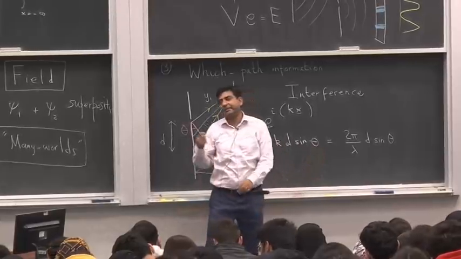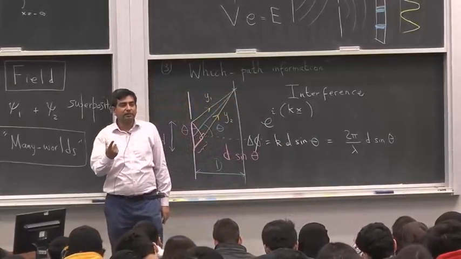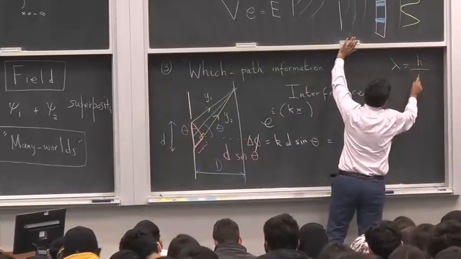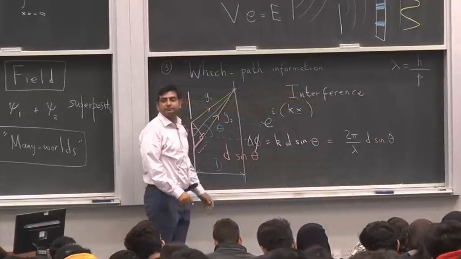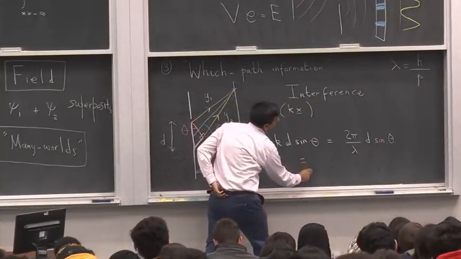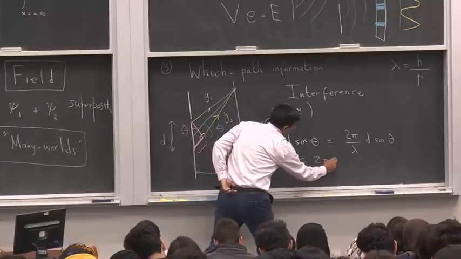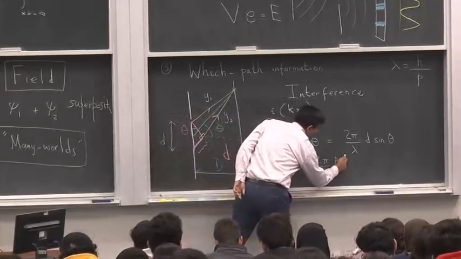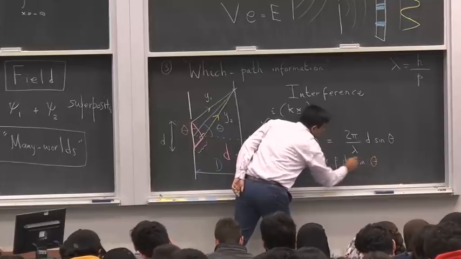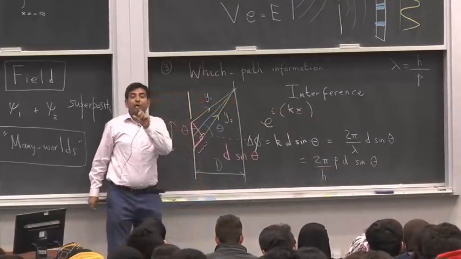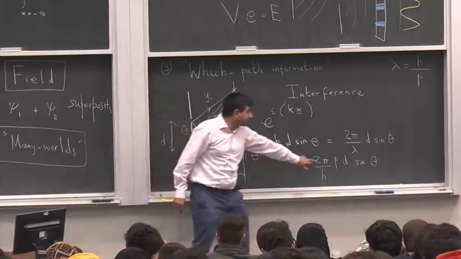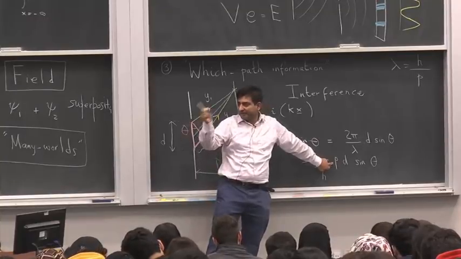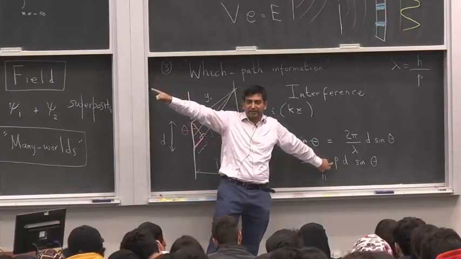But what is lambda? Is it related to the momentum? Yes, because lambda is just h over p. So this 2 pi over lambda becomes 2 pi p over h, Planck's constant, d sine theta. So in order to see fringes, you need to have a precise momentum. Right? Precise wavelength means a precise momentum because of the de Broglie relationship.